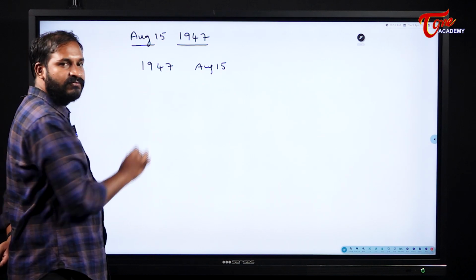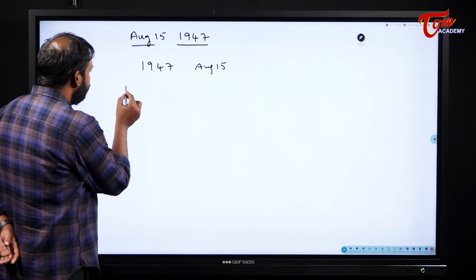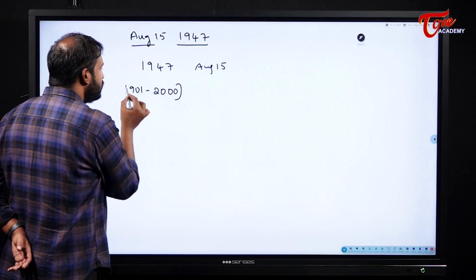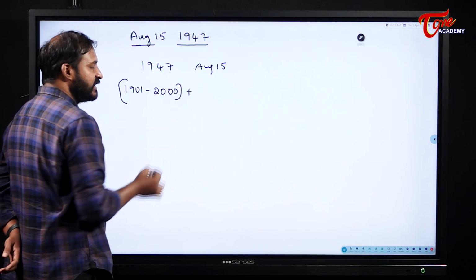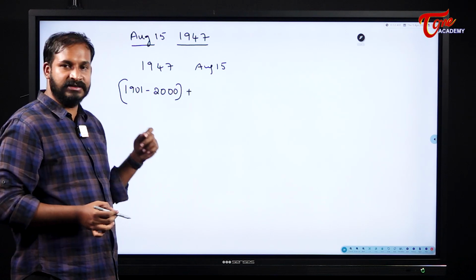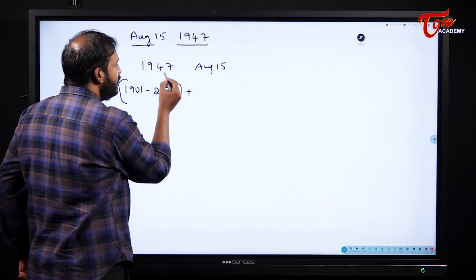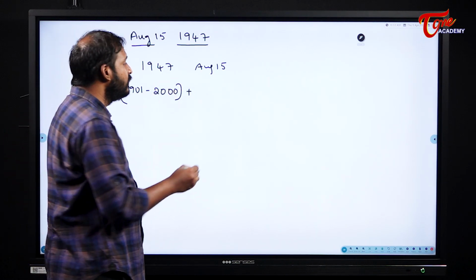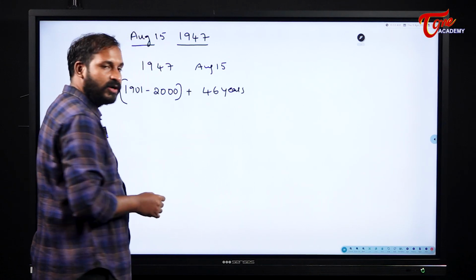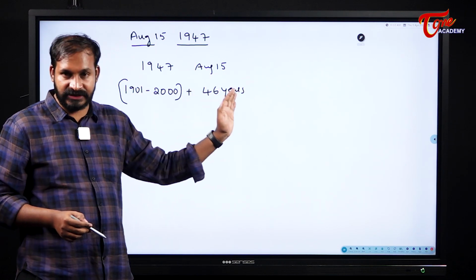So 1947 falls under which century? 1901 to 2000. Okay, good. Next, in the same century, that means in the 20th century, how many years are completely finished? Actually, we are looking for a day in the year 47. 46 years are completely finished, right? So 46 years. 47 is not completely finished. We are in the month of August only.